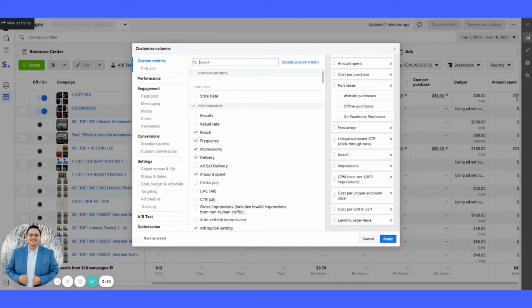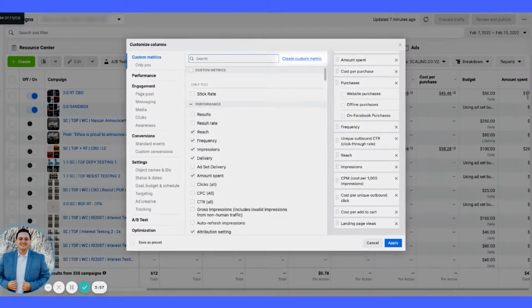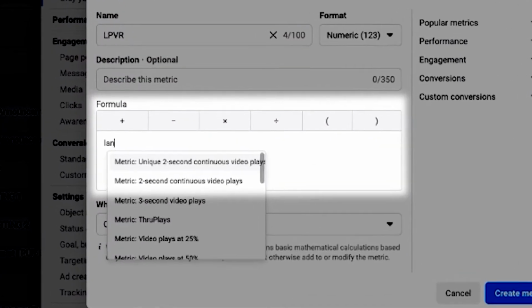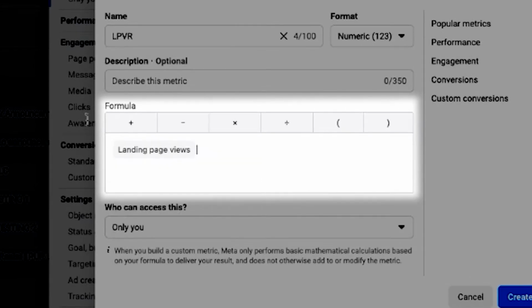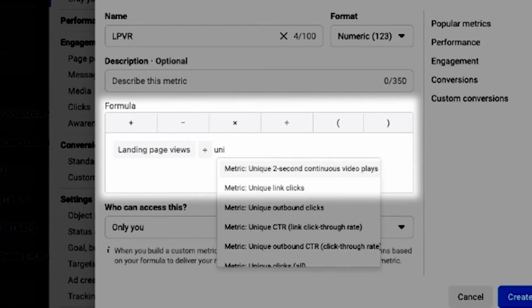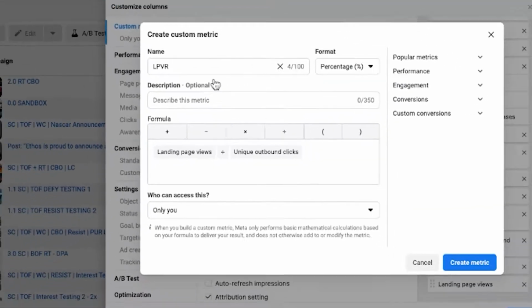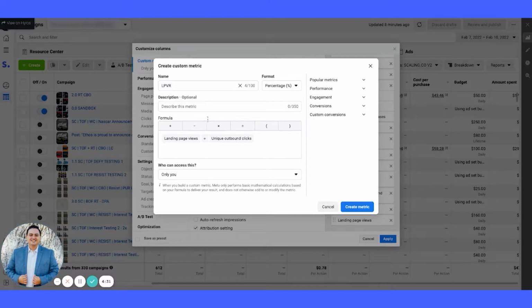And then we have these custom metrics. So to create custom metrics, you just go here and click this button. And the first one is we'll do landing page view rate. For this one, we want landing page views divided by unique outbound clicks. So we want a percentage. So out of the people who click, how many of them are making it to the landing page?